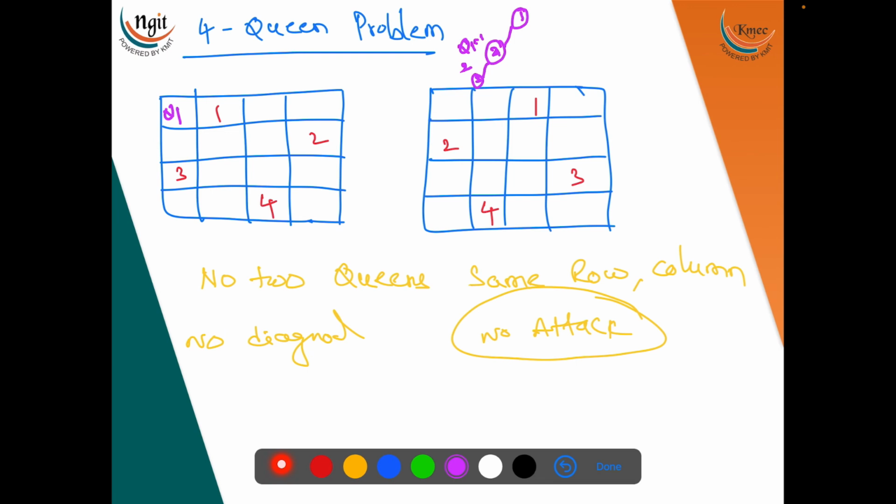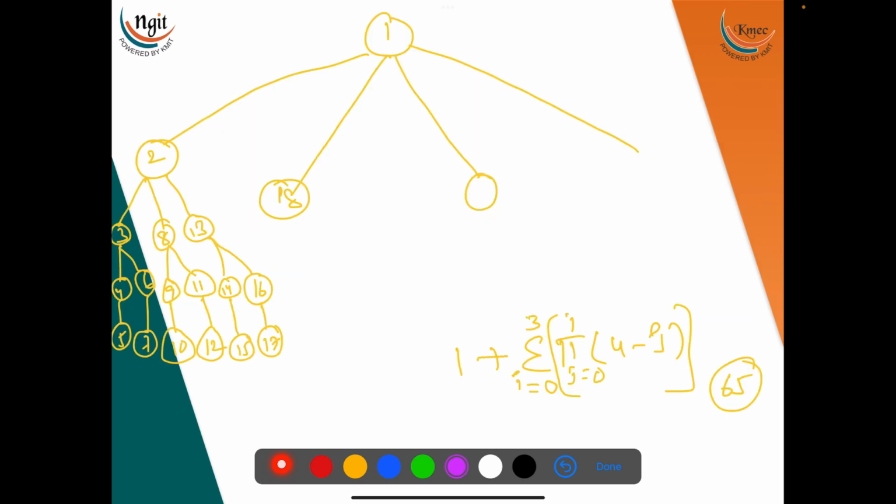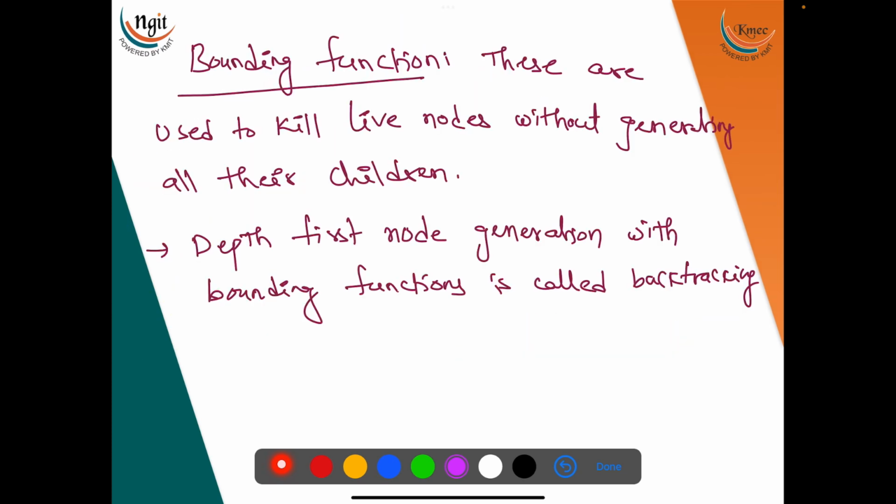So I am placing Q2 here. If I place Q2 here, according to the condition, it should not be in the same row. So I will again check for Q3 and Q4. This is not a proper solution, so we will backtrack, and here we will take another turn, placing it at the third column. Like this we will generate the state space tree. Now how it will work, we'll see with the recursive approach.